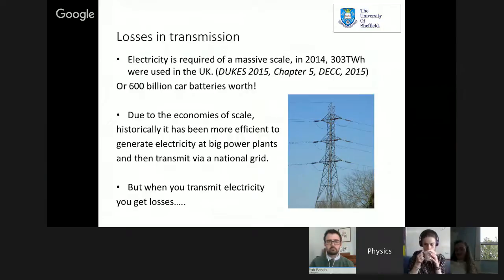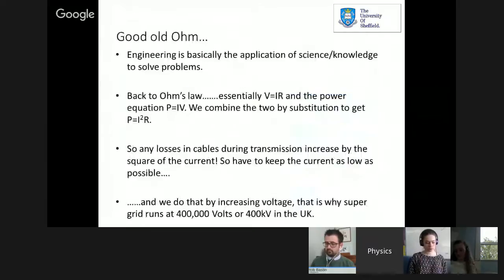But of course, having all these centralised power stations, and you've probably got several dozen, or used to have, of that size in the UK, you've got to transmit it. And then all of a sudden it starts to get a bit complicated, because you get losses.